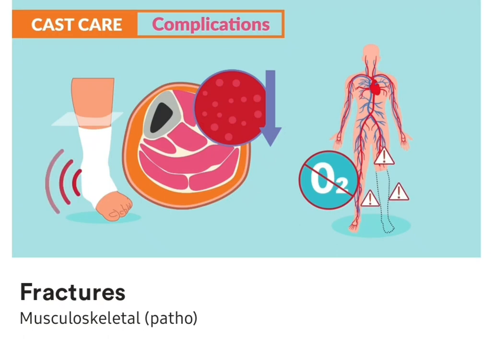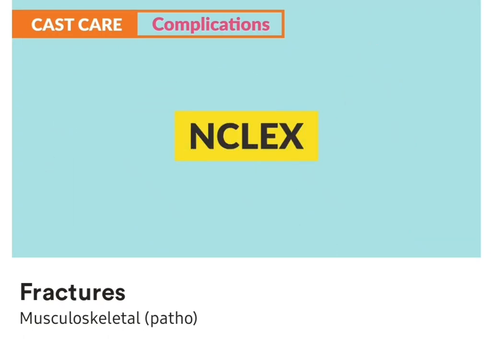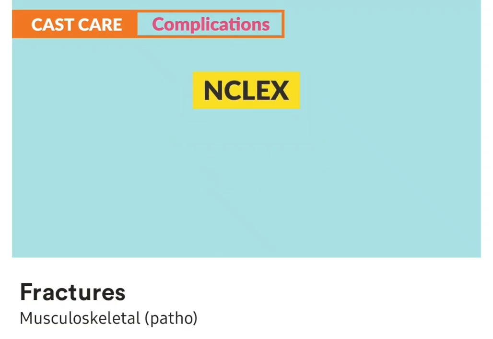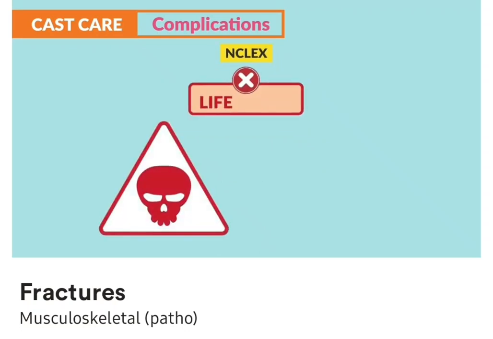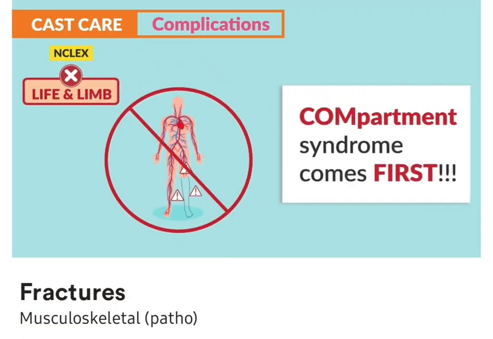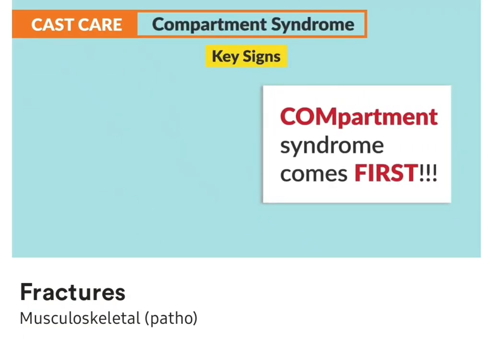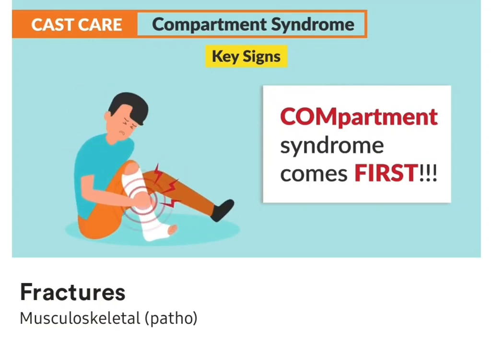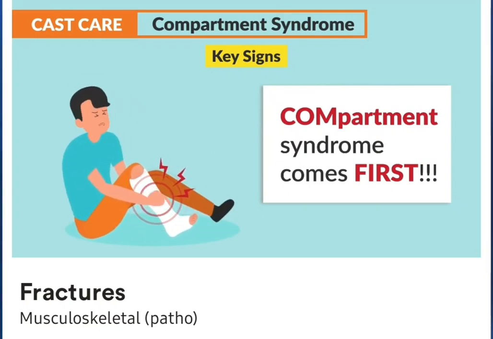That's no good. The NCLEX will typically give you a few patients, asking you to prioritize which one is worse. So on the NCLEX, always think loss of life, then loss of limb. Don't lose the limb here. So compartment syndrome comes first. The key sign to look for is severe pain. Now this is the earliest sign of sudden compartment syndrome.